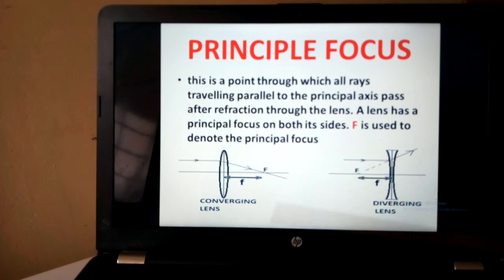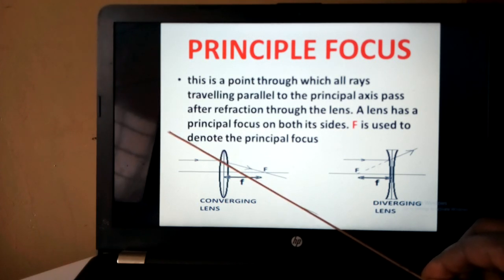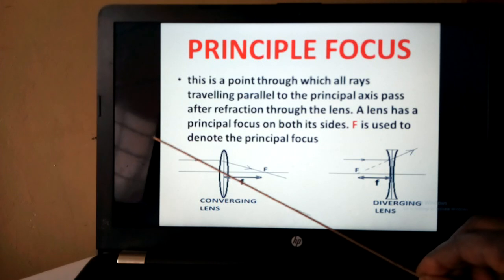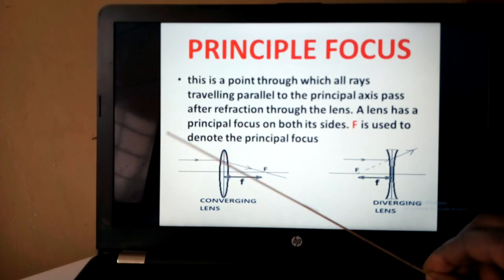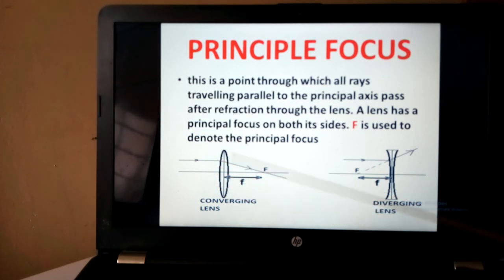So again, we can look at it from both sides, but let us continue with one side so as not to confuse. F is used to denote the principal focus. It is capital F, folks. It is not small f. So even if the rays came from this side, or at an angle, so long as these two rays are parallel, after passing through the lens, they will converge somewhere.